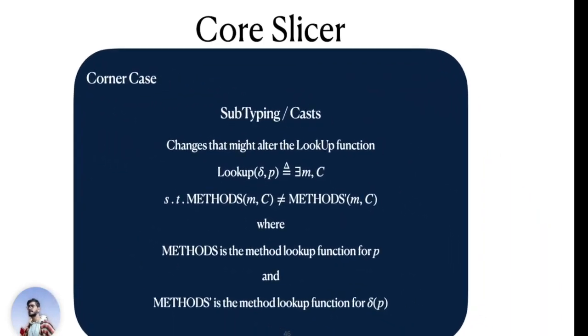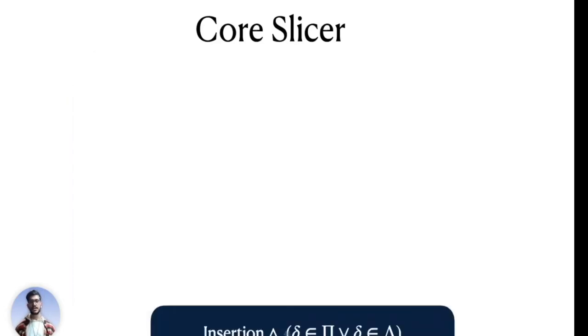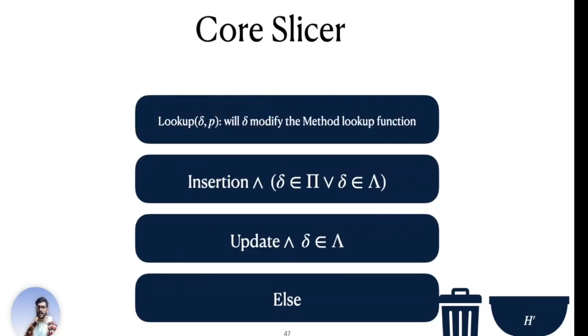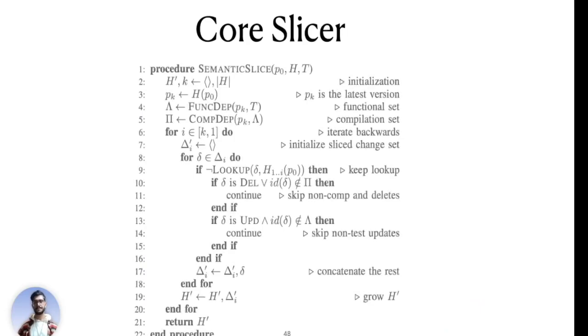There's a corner case though. In Featherweight Java, subtyping and casts are still allowed, and they can affect the method lookup function. So, if the atomic change changes the method lookup function, it will be automatically included, even if it has nothing to do with the compilation or functional set. And here's a pseudocode of how this filtration system works.